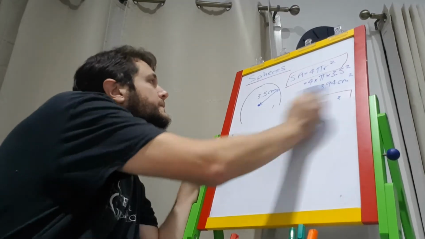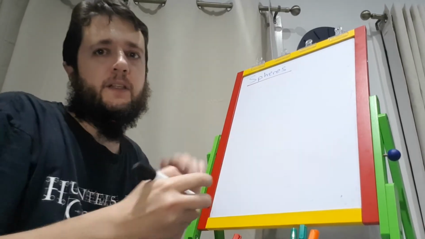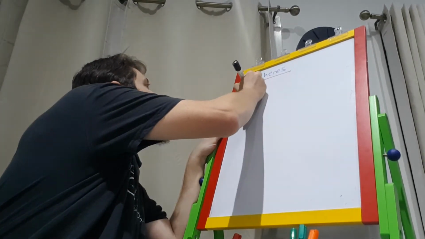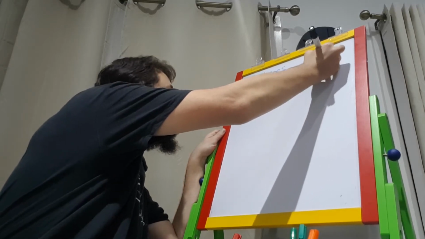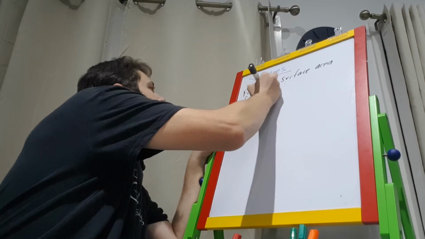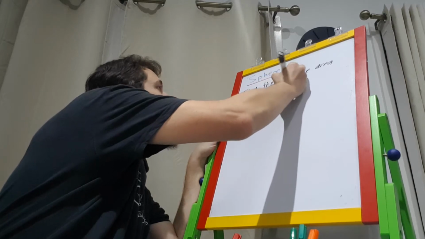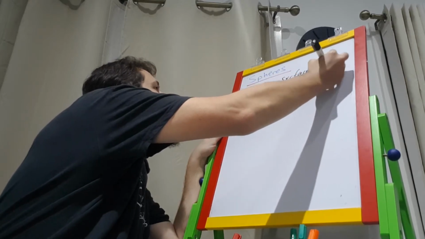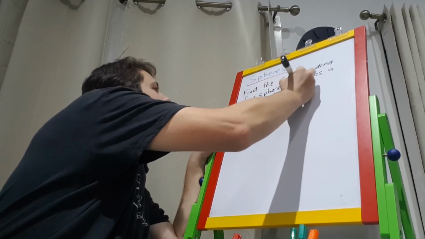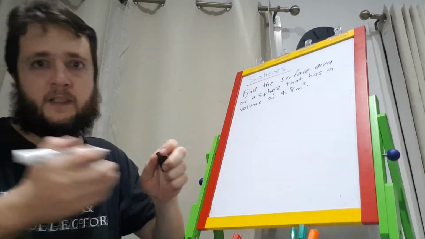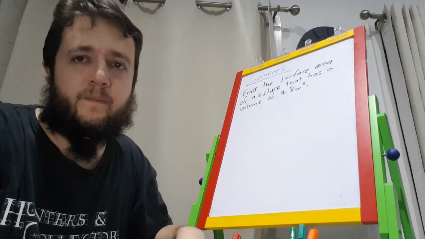So, the challenge question that I'm going to do is find the surface area of a sphere that has a volume of 4.8 meters cubed. So that's an interesting conundrum, isn't it? How do I get from one to the other?